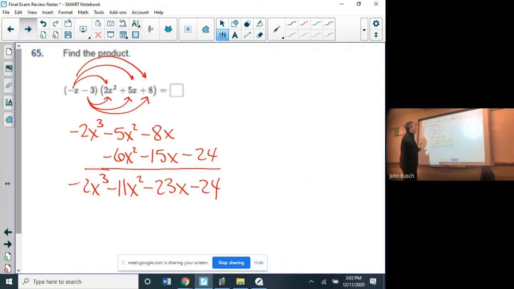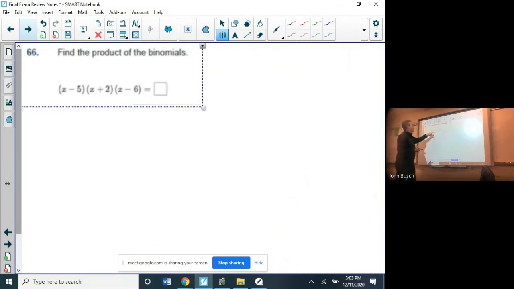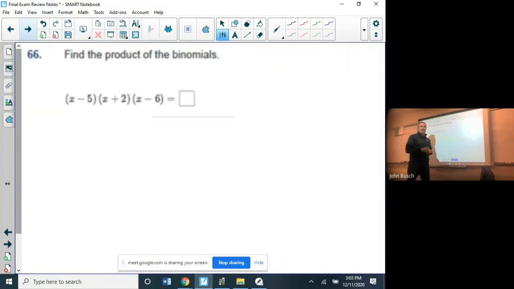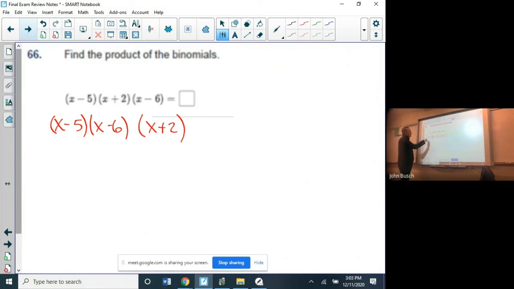We're good. Last one. Maybe the trickiest, because you can't use Pascal's triangle for this. Oh boy. This is what I would do. I would take the two negatives and multiply those together, and then multiply it by x plus 2. Okay, so let's take the two negatives and multiply them together. x squared minus 6x minus 5x plus 30.